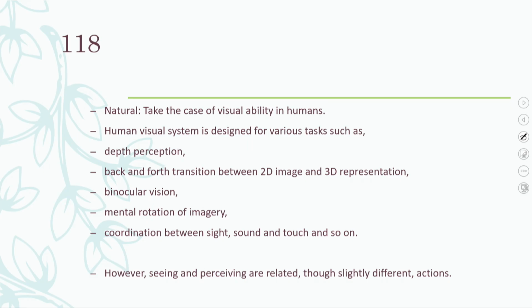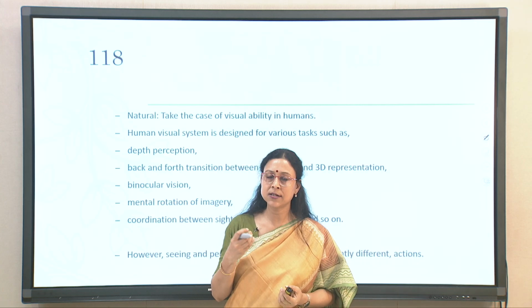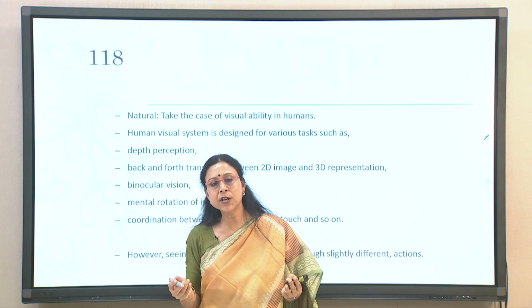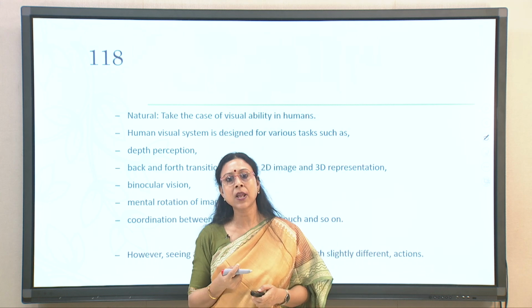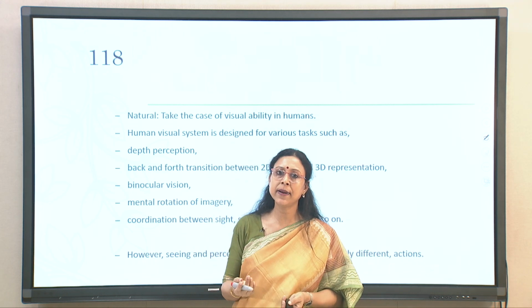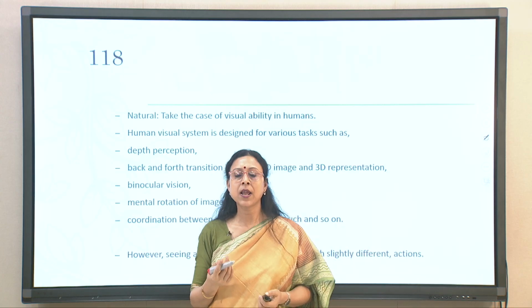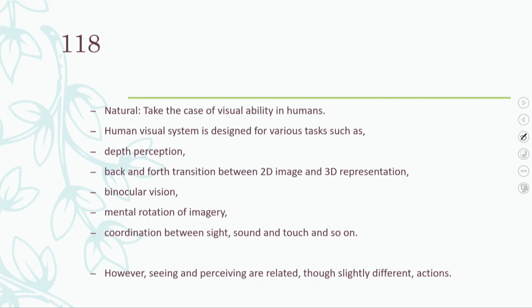There are two kinds: natural environment and the cultural environment. Natural environment, let us talk about the human visual system. Now, the human visual system is designed for doing various things. When you see something, it is not one function, it is a multitude of functions built into one. We are good at depth perception, back and forth transition between 2D image and 3D representation, binocular vision, mental rotation of imagery, coordination between sight, sound, touch, and so on and so forth.